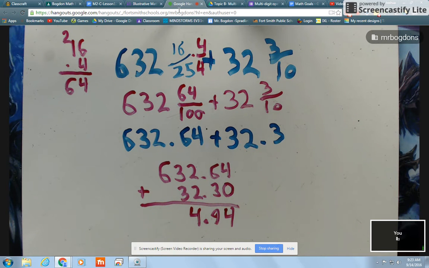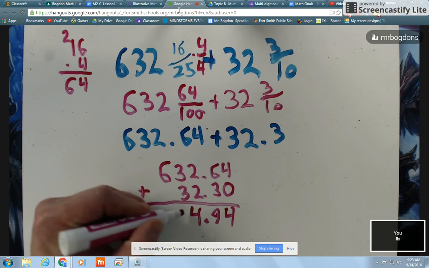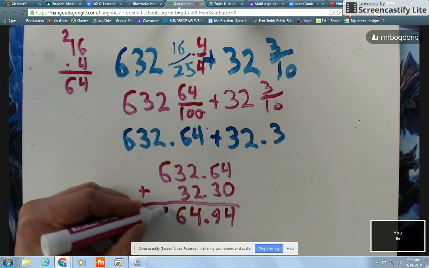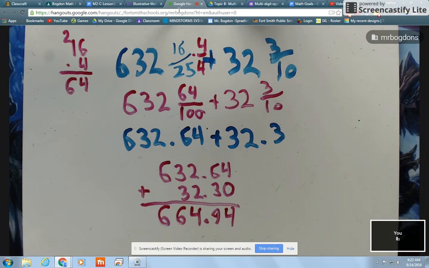What is 3 plus 3? 6. Okay. 6 plus 0? 6. My answer in decimal form. Someone say that number properly, please. And 94 hundredths. Yes, that's it.